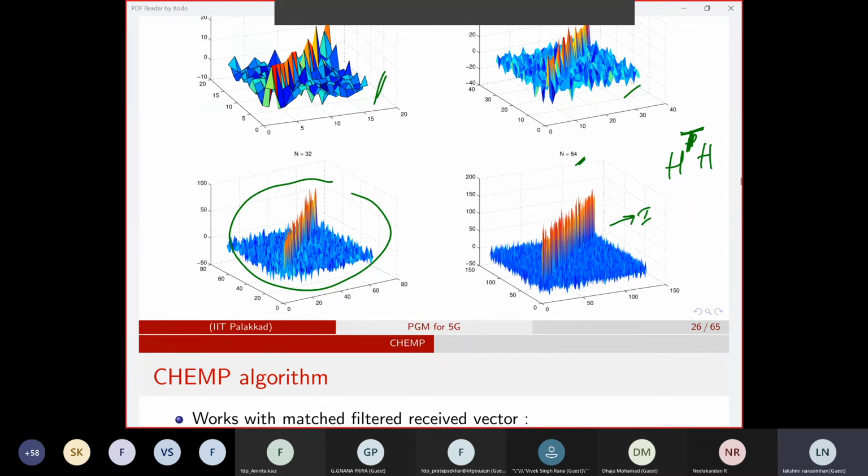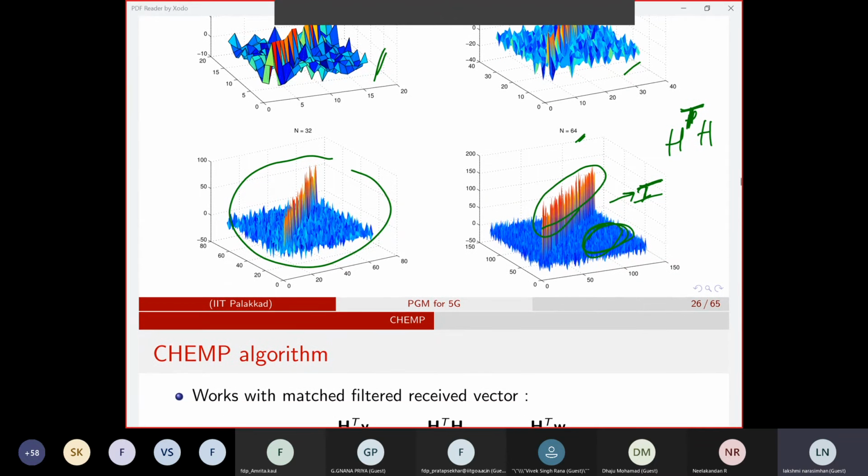That means we need not spend much time on channel estimation at all. All we need to know are the statistics of these off-diagonal terms and these diagonal terms. This is technically not an identity matrix, but it is very close to an identity matrix. The off-diagonal entries are almost close to 0, and the diagonal entries are close to 1. So this is a very interesting property.